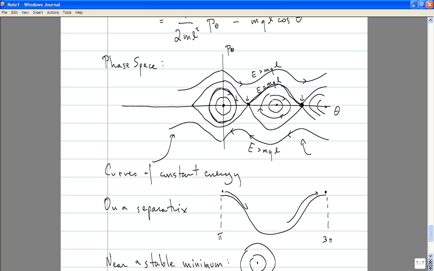So in your problem set, which I will hand out next class, you will have plenty of practice with drawing such diagrams on phase space.